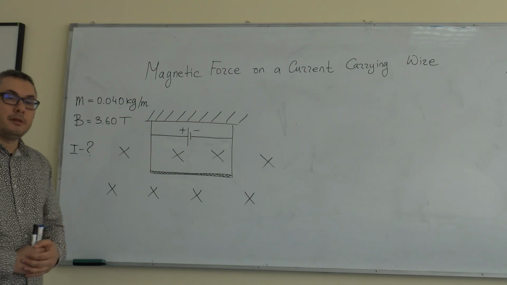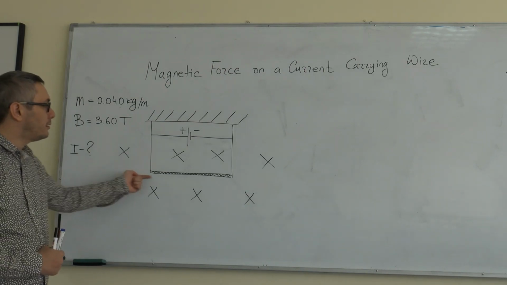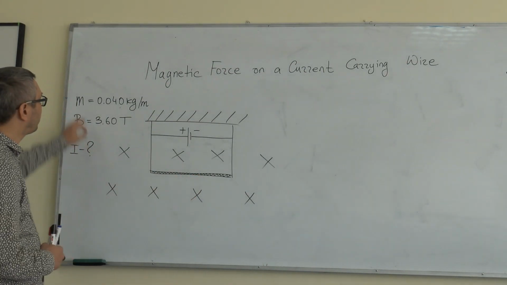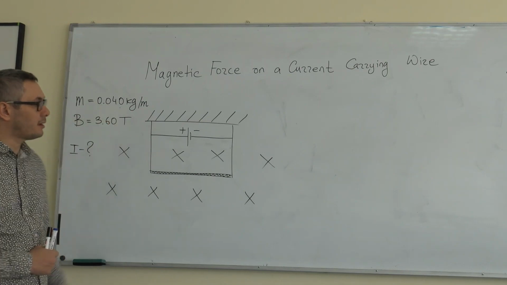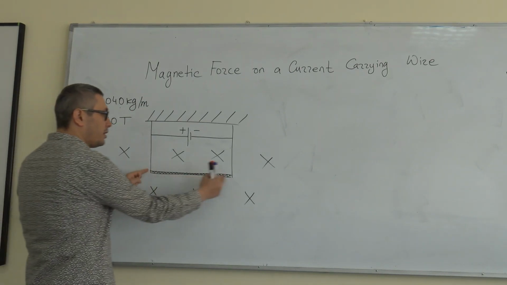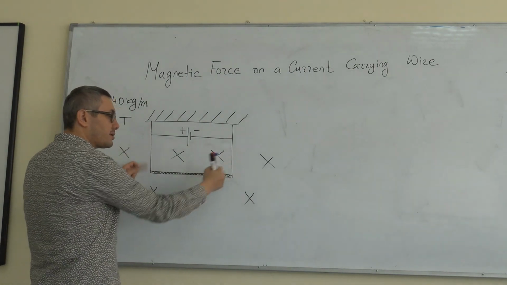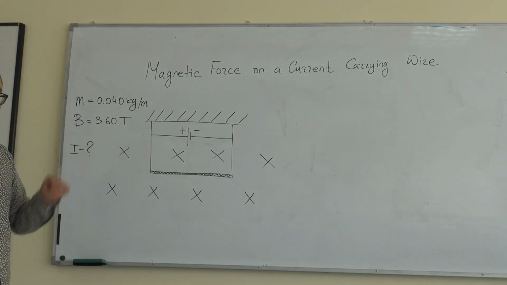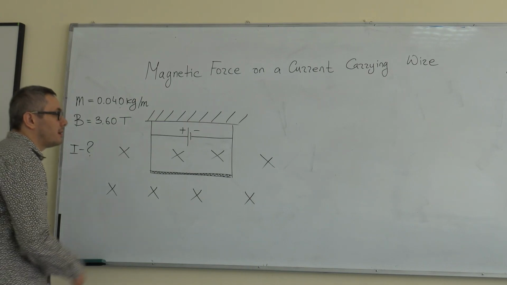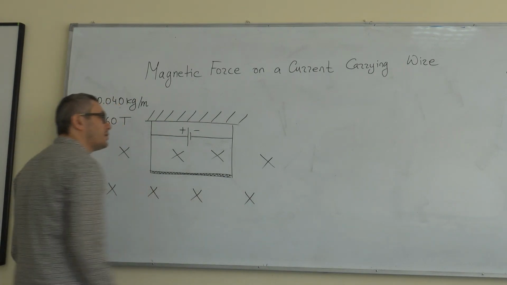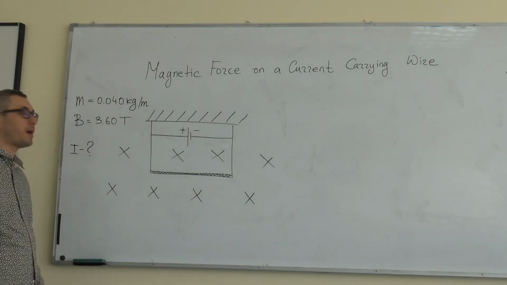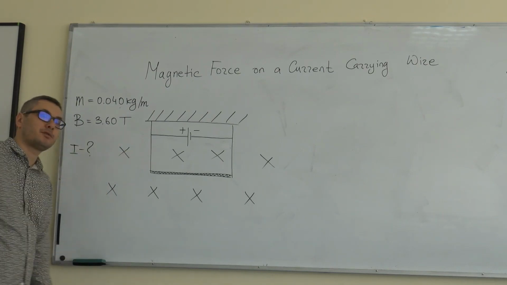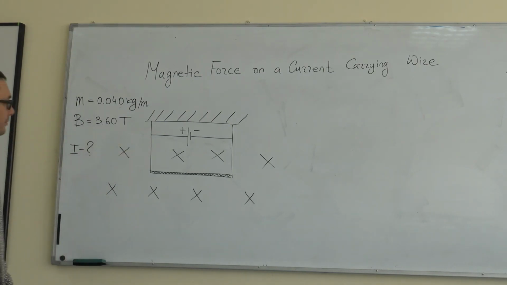In this question, we have a wire that has a mass per unit length of 0.04 kilogram per meter. So this wire is suspended on two cables and is hanging on these two cables. The whole thing is in a magnetic field with the direction of the magnetic field pointing into the board. The magnitude of the magnetic field is 3.6 Tesla.